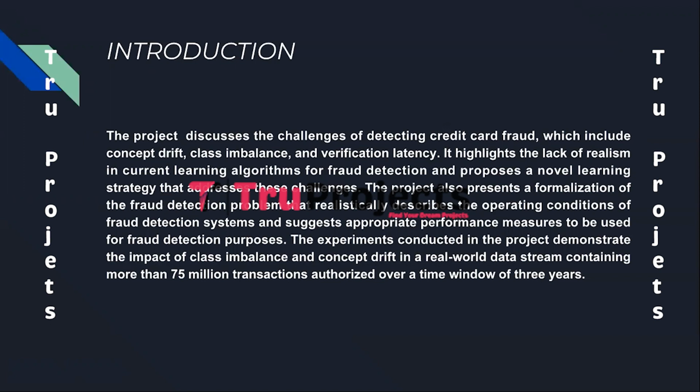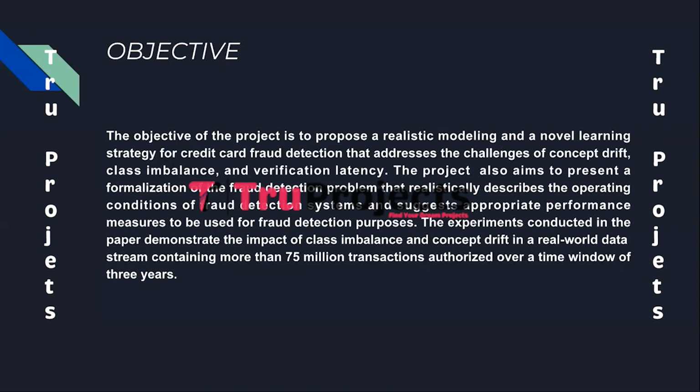By conducting experiments on a dataset of over 75 million authorized transactions spanning 3 years, the project demonstrated how class imbalance and concept drift affect fraud detection in real-world scenarios. The project objective is to suggest a practical approach and a new learning strategy for detecting credit card fraud that effectively handles concept drift, class imbalance, and verification latency.